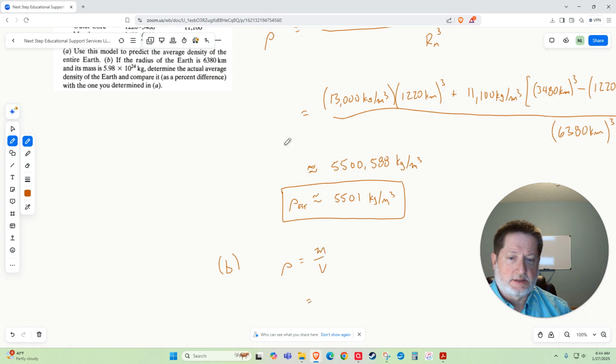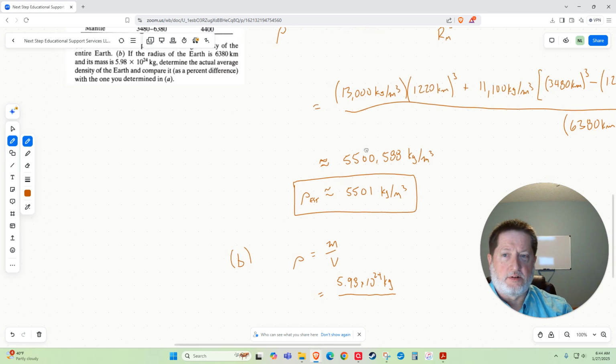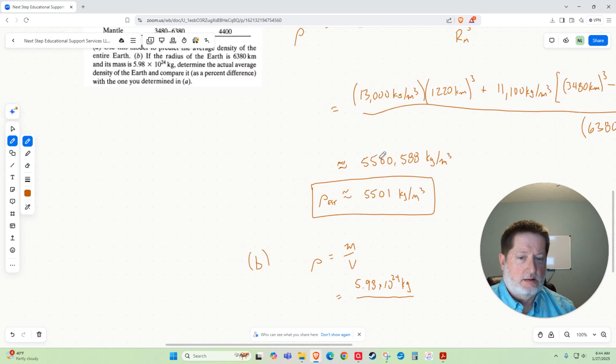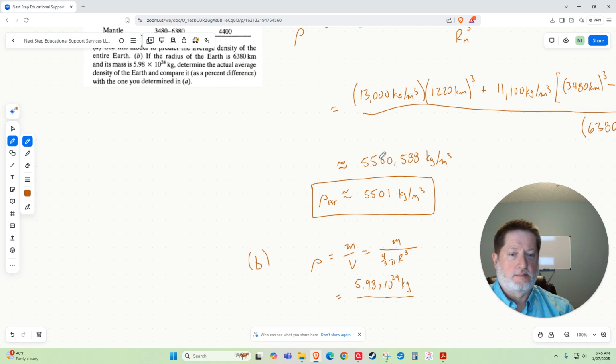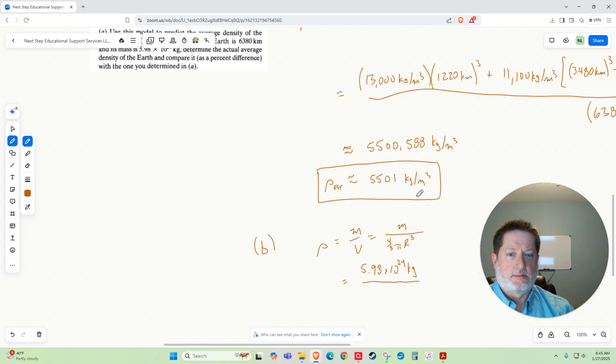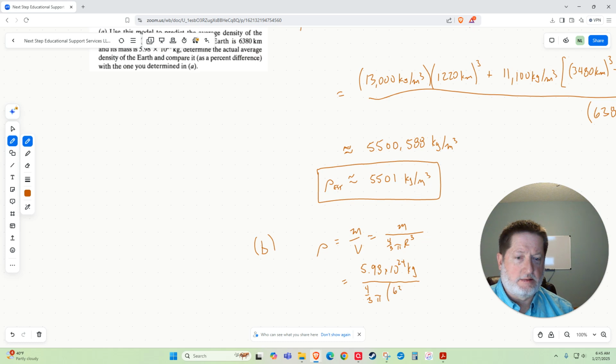In this case, we have an actual mass, 5.98 times 10 to the 24th kilograms. Divide that by, again, this is a model for our volume. The Earth is not actually a sphere. It's a little bit squashed in the middle, but it's close enough for modeling. Again, we're going to use the equation for volume of 4/3 pi r cubed. And so we're going to use 4/3 pi, radius of 6,380.